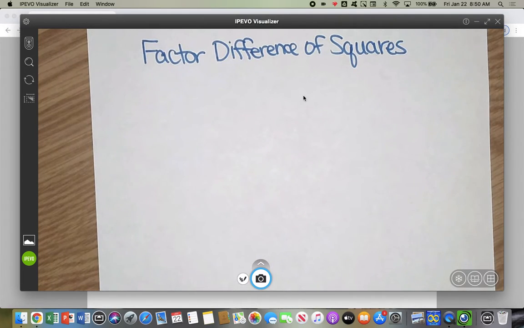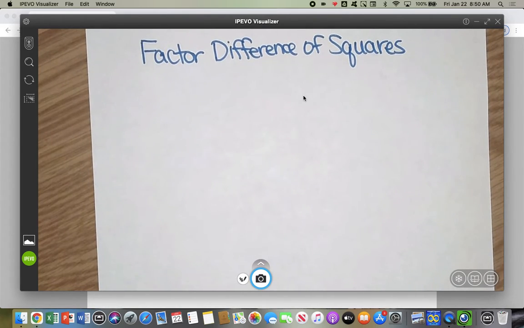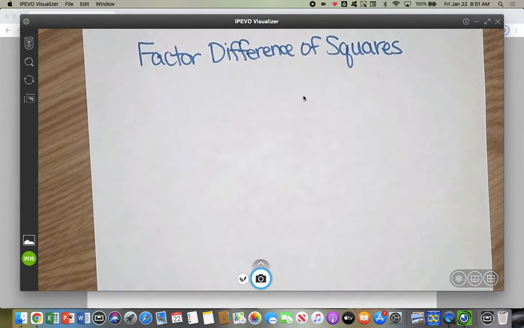So you guys just tell me, what's 5 squared? 25. What's 7 squared? 49. 10 squared? 100. 15 squared? 225. All right, so we will be seeing numbers that look like this.